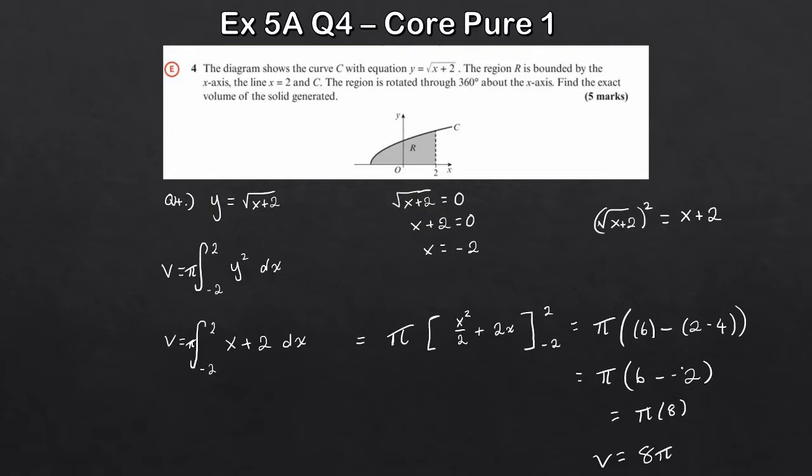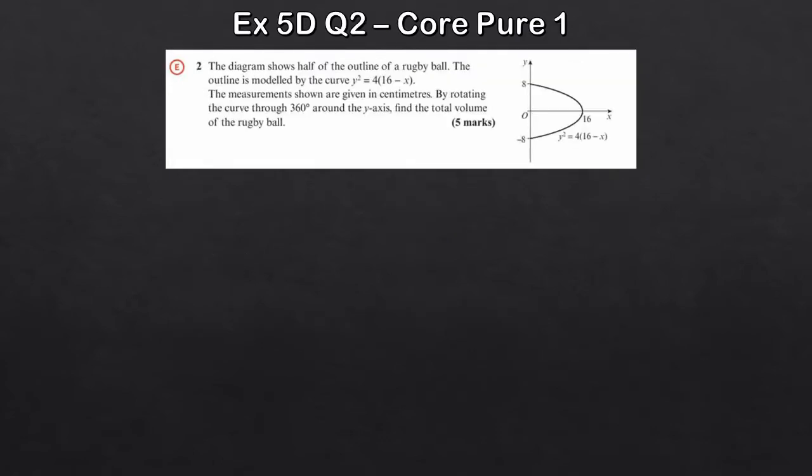Quite a straightforward one. Just remember you need your pi on the outside. I actually nearly forgot that myself, so not off to a great start, but let's carry on. So the next one, exercise 5D, question 2, again from the Core Pure 1 textbook. Now the difference here with this one is that we're doing it around the y-axis this time. So we've got this curve here, y squared is equal to 4 lots of 16 minus x.